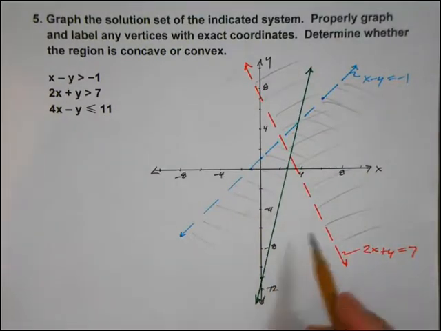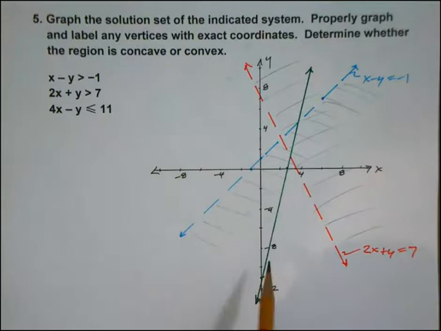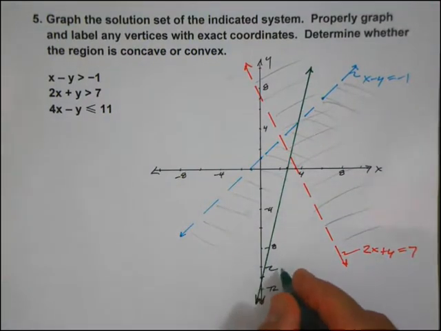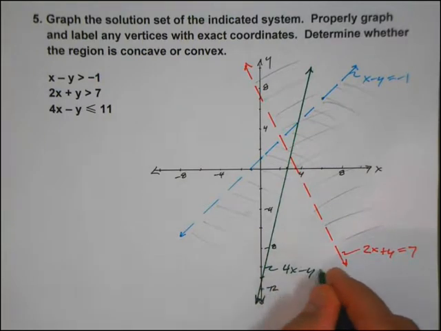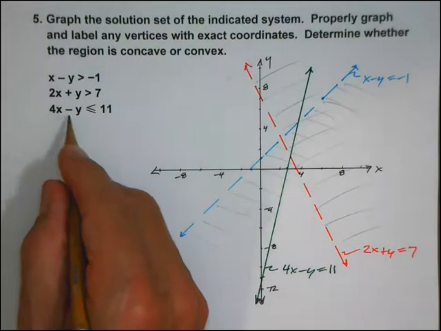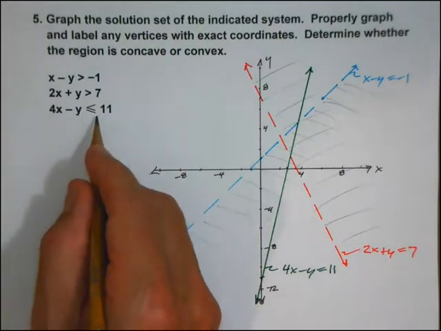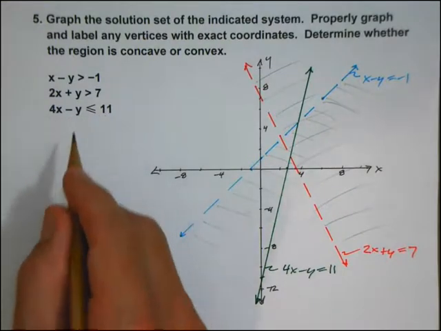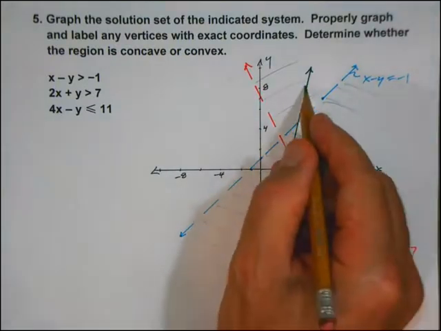Okay, now let's go on to the one we're presently working with. First of all, I want to label the boundary line with its equation. That'll be 4x minus y equals 11. Now, which side of the line gets the shading for the inequality? Substitute 0, 0. 0 less than or equal to 11 is true. It's the 0, 0 side of the line that gets the shading.